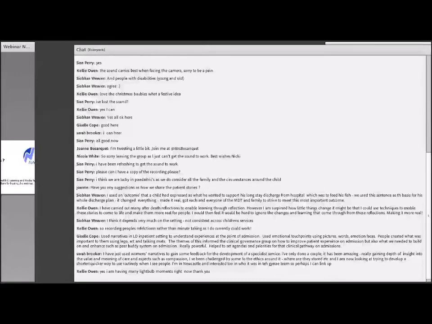Fantastic. I think it's fair to say that people that work in learning disability services are a little bit more creative in the way that they do that, and I think there's a lot we can all learn from these things. Absolutely. So thank you for sharing that, Giselle. The themes of this informed the clinical governance group on how to improve patient experience on admission, but also what we needed to build on and enhance, such as peer buddy system.